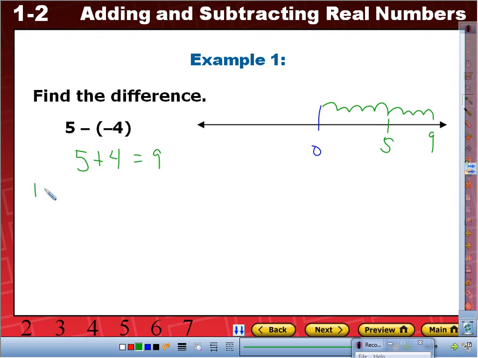If I use tiles, 1, 2, 3, 4, 5, how many more? 1, 2, 3, 4. Do we have any 0 pairs? No. All we do is count them, and it's positive 9. How about the last one? Absolute value of 5, 5. Absolute value of 4, 4. Are they the same sign? We add them, so 4 plus 5, that's 9. And what sign are both of them? Positive, so it stays a positive. Copy that, please.